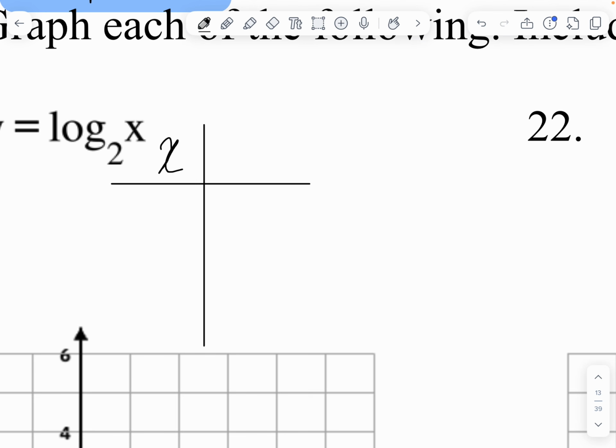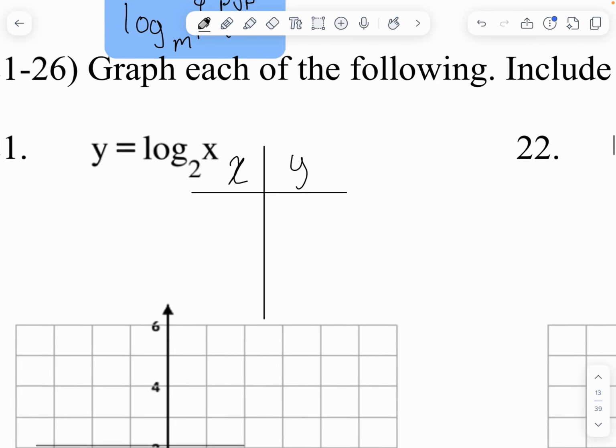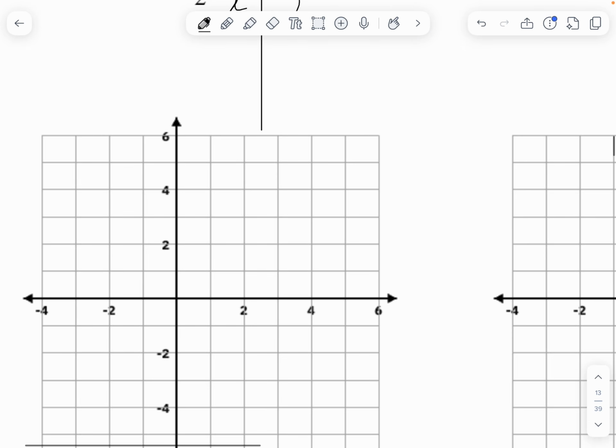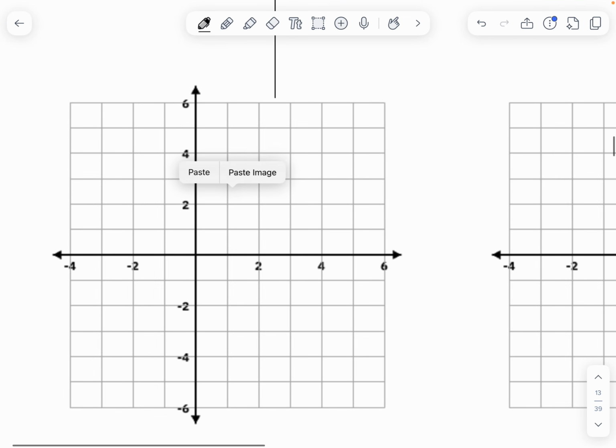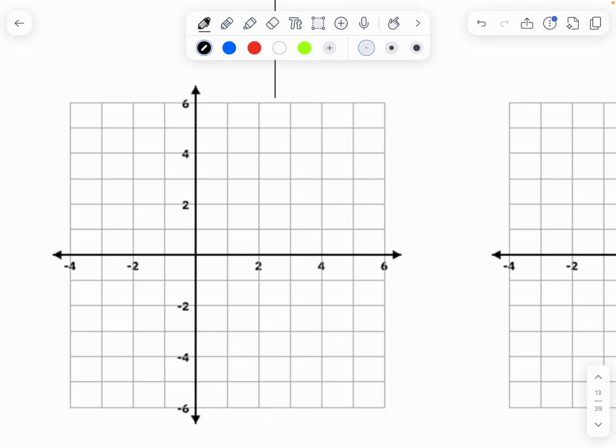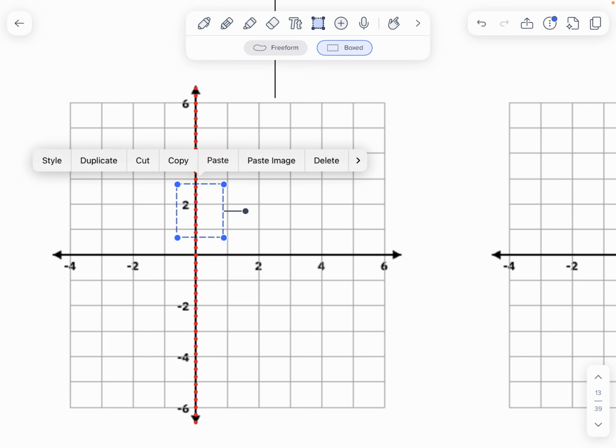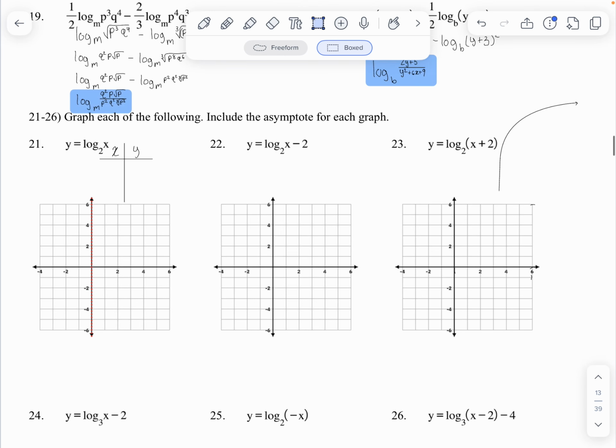So let's get this graph out, x and y, and let's just start plugging in points. Oh, and before that, let's understand about the asymptote. The asymptote is also just going to be inversed off of the exponential function. Okay, now let's plug in our values.